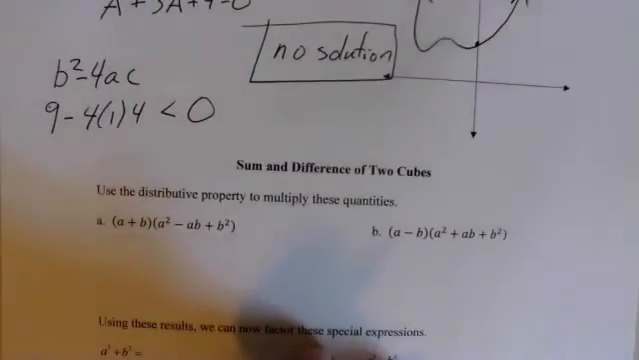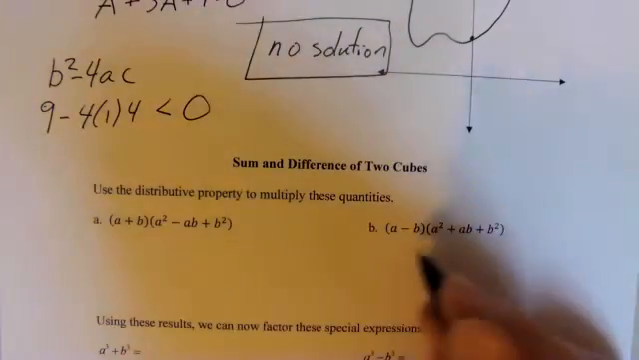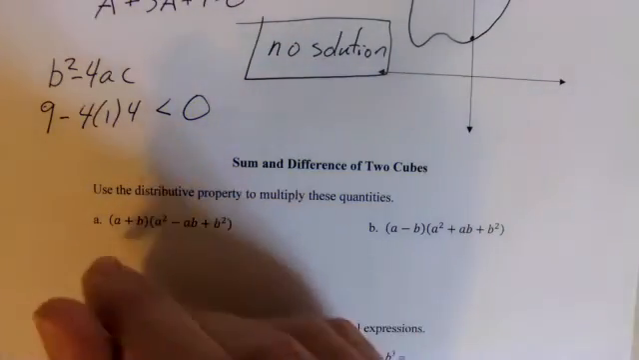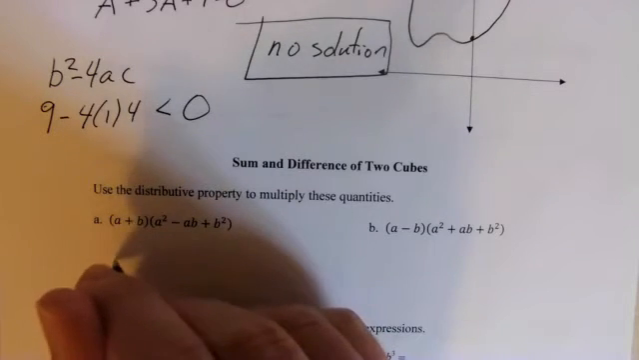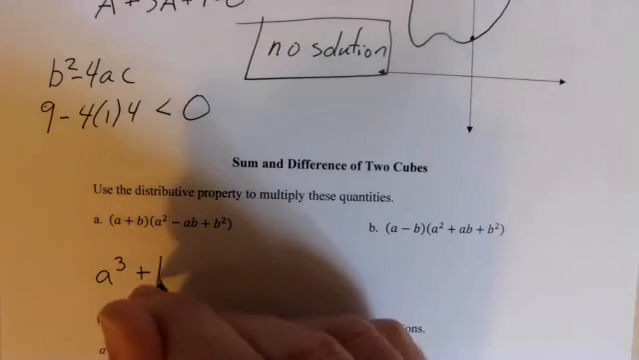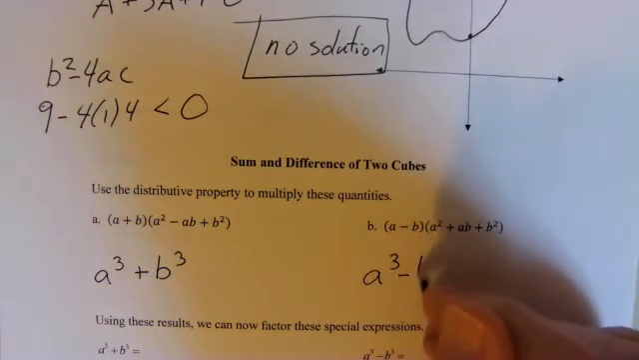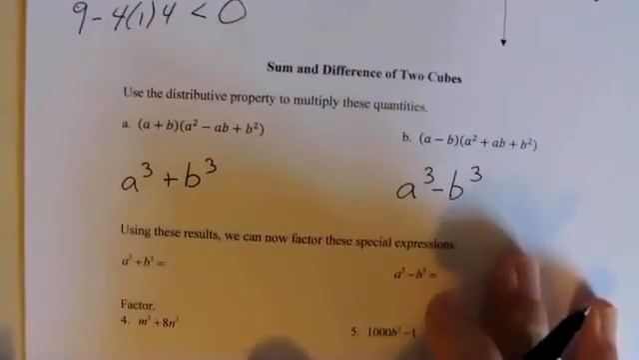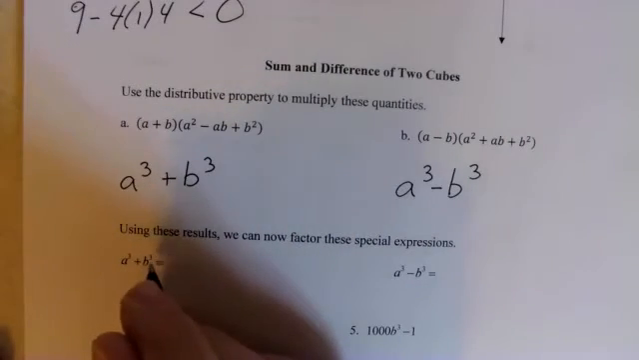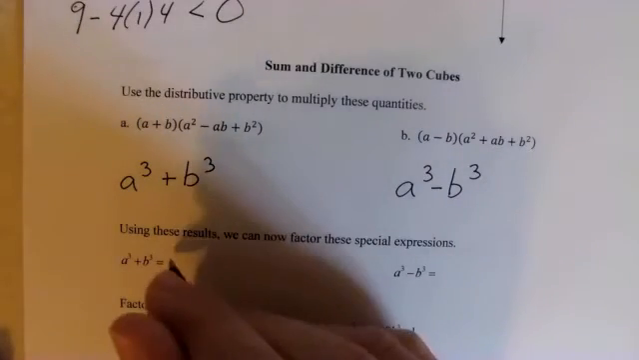Okay, what might be new are the sum and difference of cubes patterns. If I were to distribute here and distribute here, I would find at the end of the day, after doing all that and reducing, that I end up with a cubed plus b cubed in this case, and a cubed minus b cubed in that case. Basically, what we're saying is that if I can start with a cubed plus b cubed and end there, then I can start here and end here.